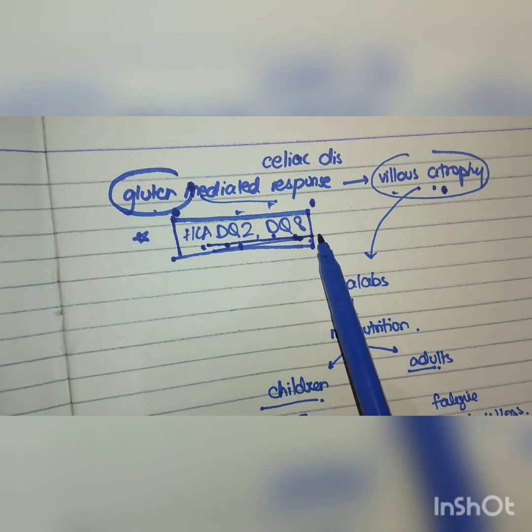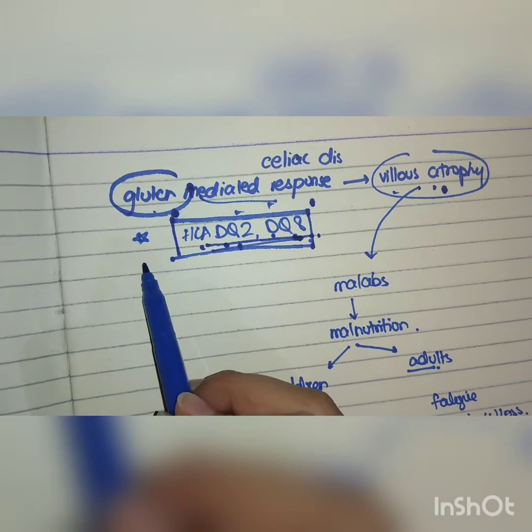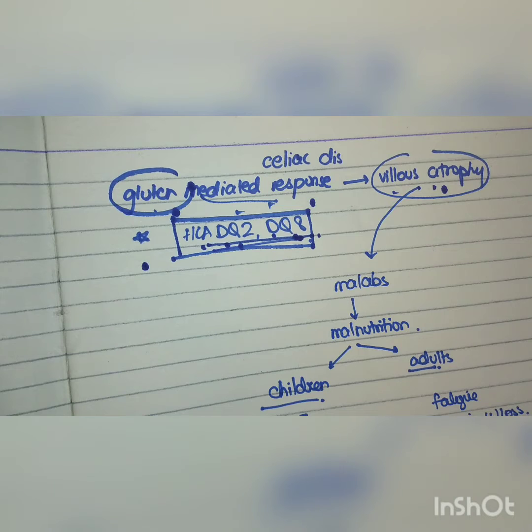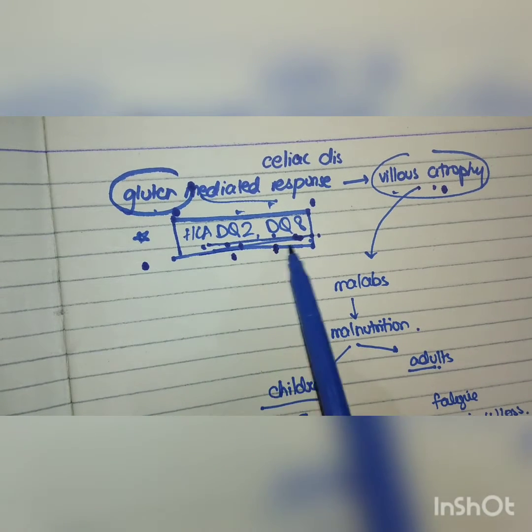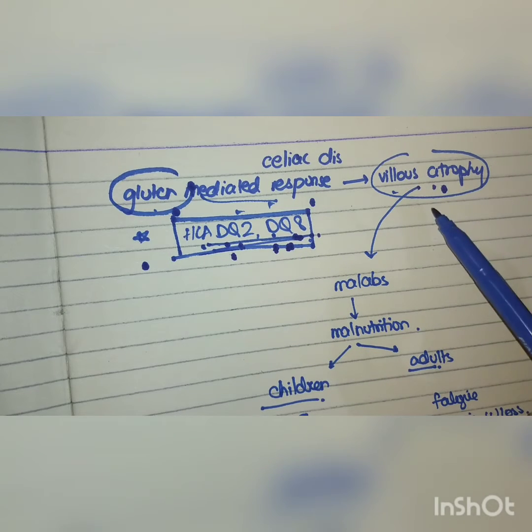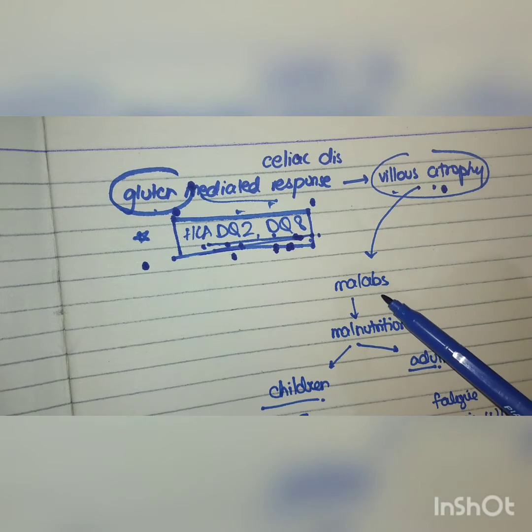Okay, so the thing is that this is an MCQ point. They ask you what is the genotype involvement. So you should remember DQ2 and DQ8, HLA DQ2 and DQ8. So what happens when there's villus atrophy? Definitely there's going to be malabsorption.